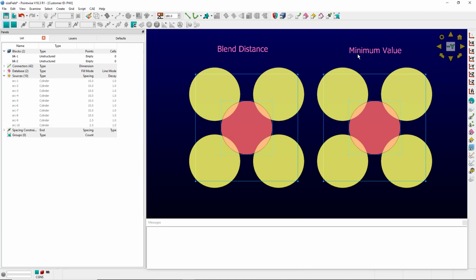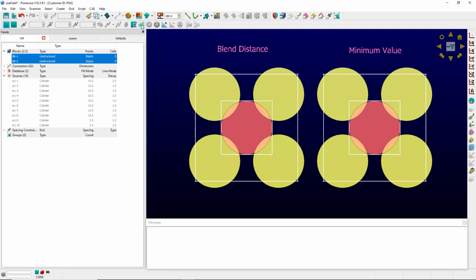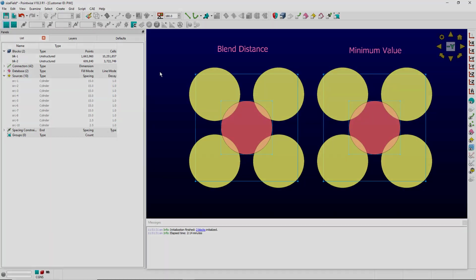I have here the same two blocks you saw last week. The yellow sources have a spacing of 15 and the red sources have a spacing of 2.5. The block on the left uses blend distance and the block on the right uses minimum value. So let's select them both and click Initialize. Okay, they finished initializing, and so we can look at the results.